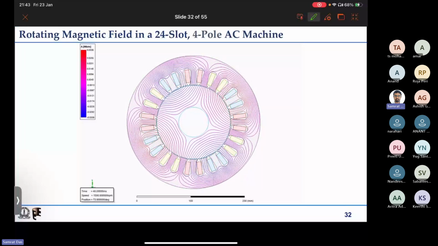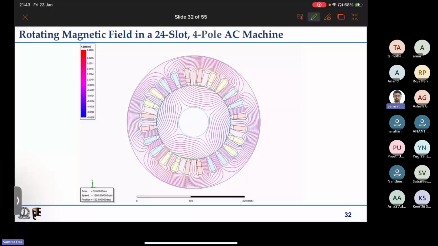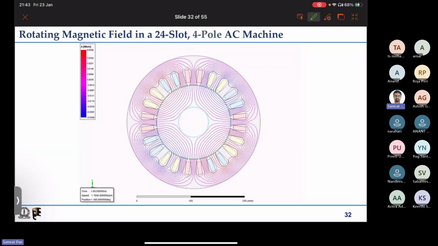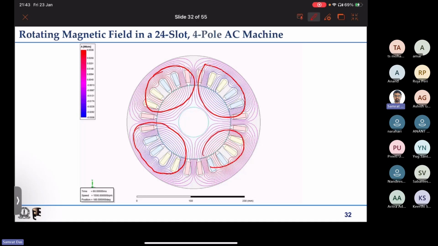With appropriate modifications made in the winding distribution, with the same number of slots, we are just redistributing our winding a bit, and we can have four poles. And how to visualize it? If I draw one flux line for each pole pair, this is one kind of flux line, this is another kind of flux line, and this is another kind of flux line.